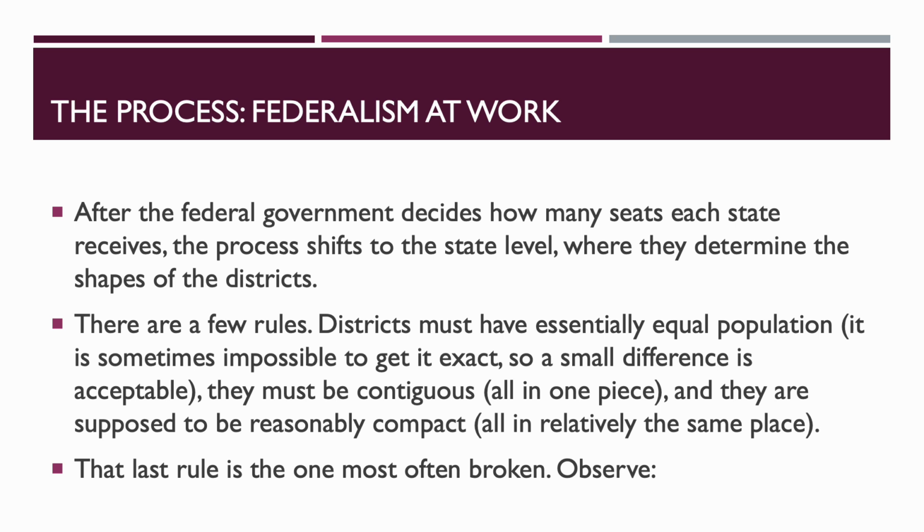And that is the responsibility of the states. So once the federal government determines how many seats each state gets, the process shifts to the state government where they'll determine the shapes of the districts. Now, to be clear, this can be done in a variety of ways. Some states, most states I would argue, the state legislature draws the map. In some states, California is one of them, they have an independent commission that does their map drawing for them to take the influence of the state legislature out of the equation. We're not the only one that does that, by the way.